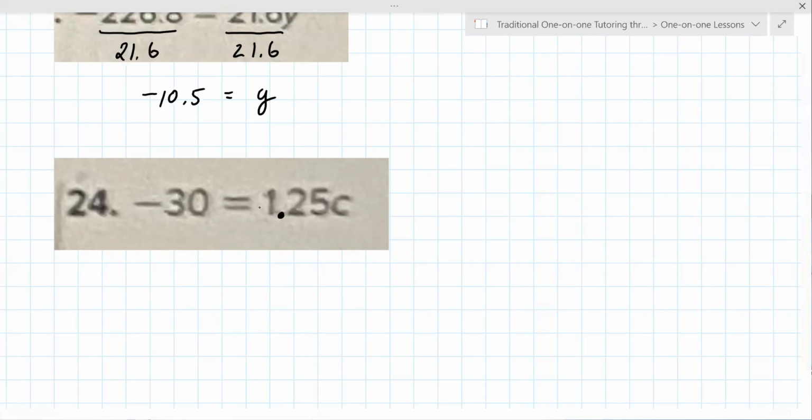C equals -24. Agreed. So those are great. Those are really simple. You want those all day long. Yeah, those are easy.